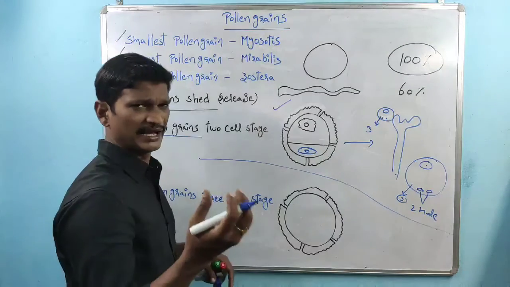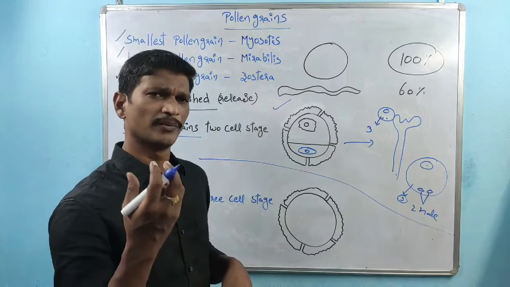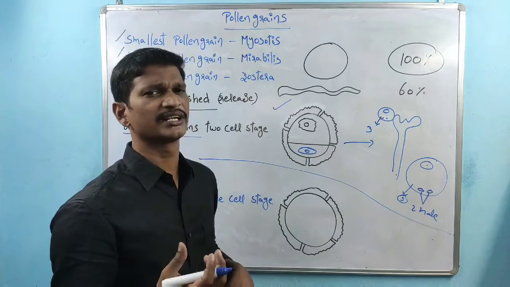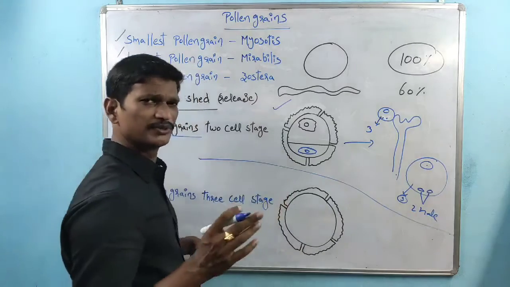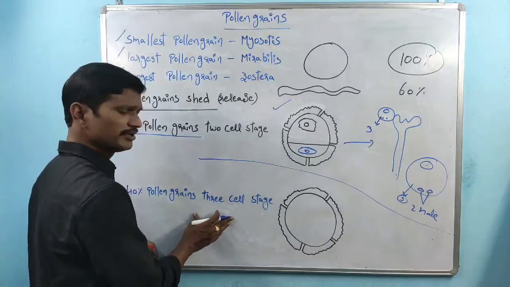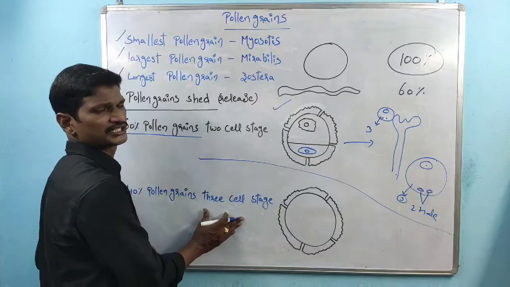Before the releasing, the matured anther contains the pollen grains. The majority of the released pollen grains are at the two-cell stage. 40% of the pollen grains are released when they are at the three-cell stage.